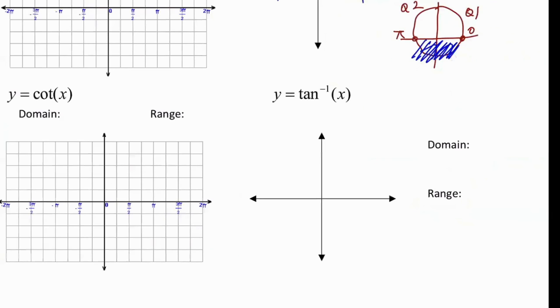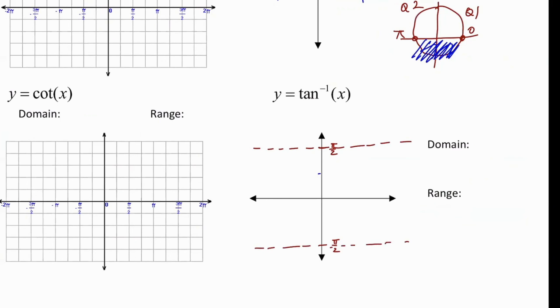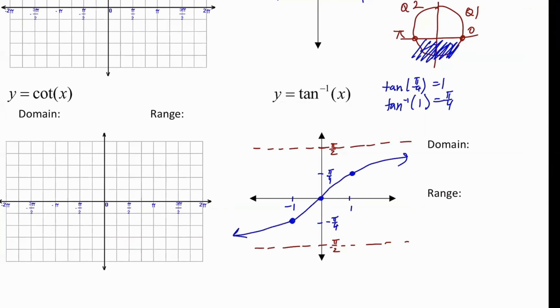Last one, inverse tangent. It's basically tangent, but horizontal. So tangents have asymptotes at pi over 2, negative pi over 2. So do the same thing for those ones, horizontal asymptotes. And then we got pi over 4, negative pi over 4, 1, negative 1. Tangent of pi over 4 is equal to 1. So inverse tangent of 1 is pi over 4, right? So 1 comma pi over 4, and then -1, negative pi over 4, arrows, both sides.